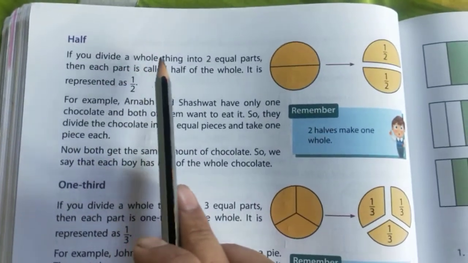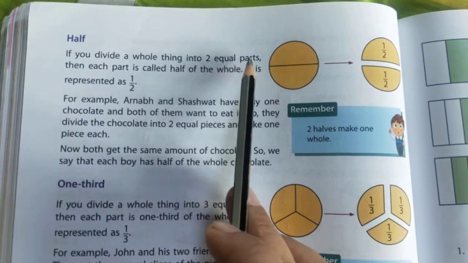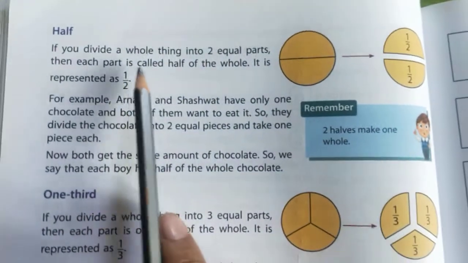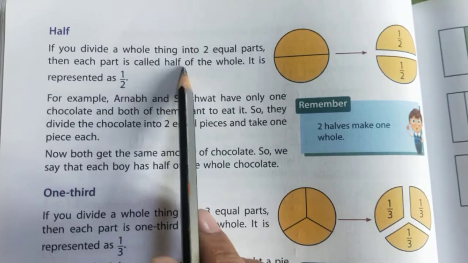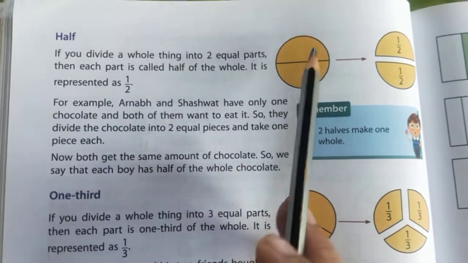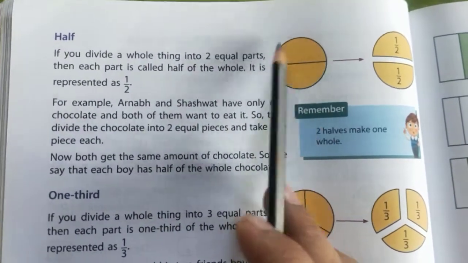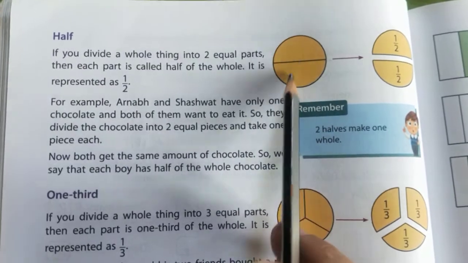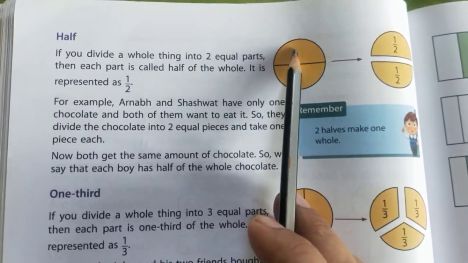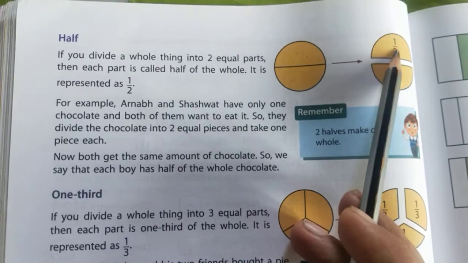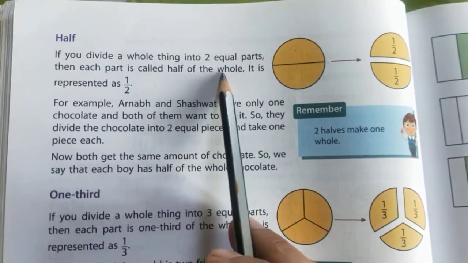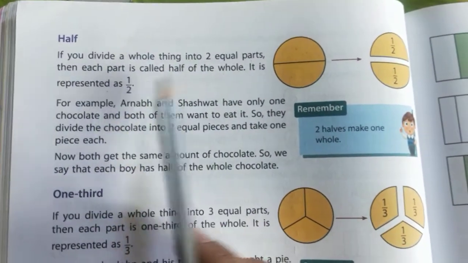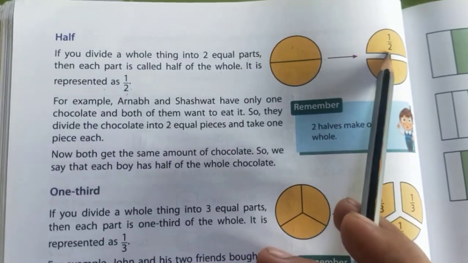If you divide a whole thing into two equal parts, then each part is called half of the whole. It is represented as half, 1 upon 2.